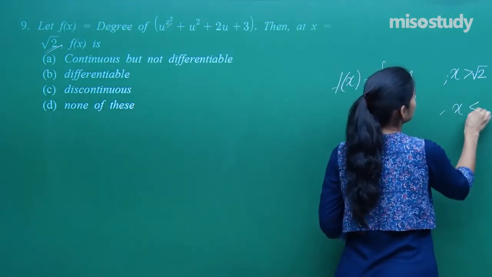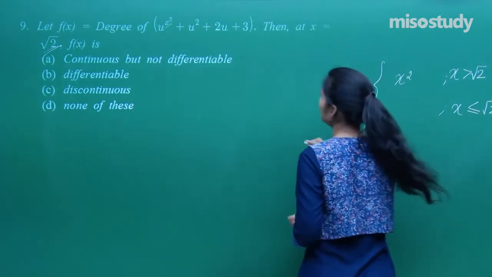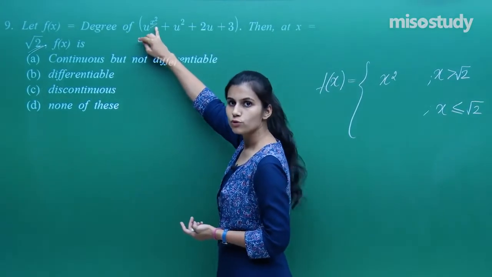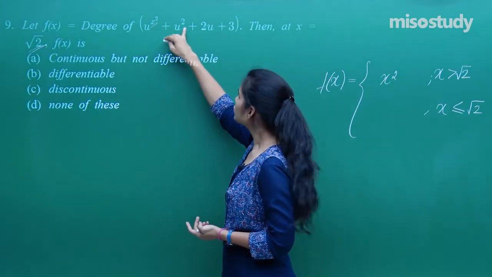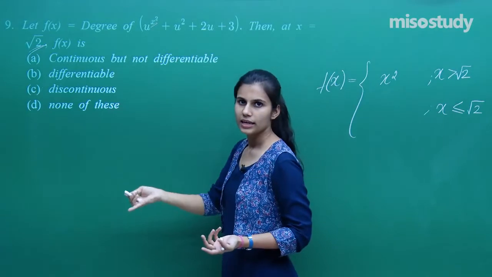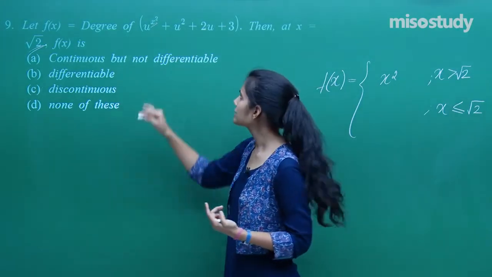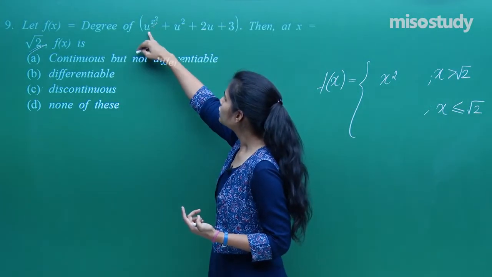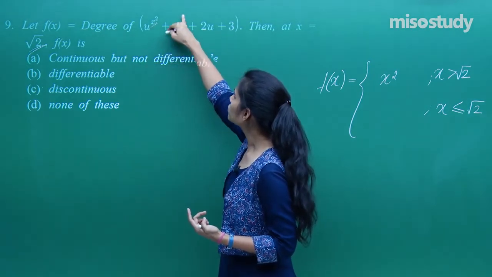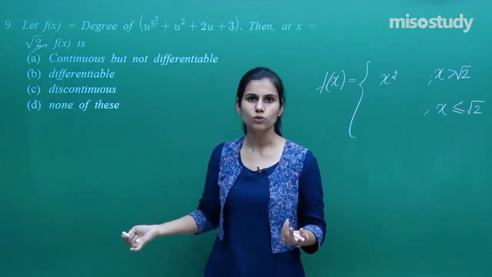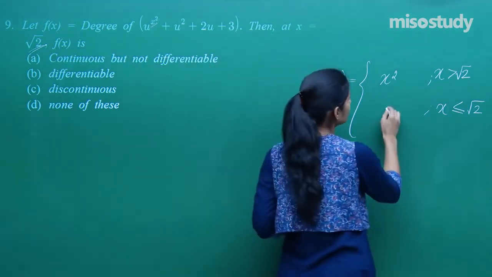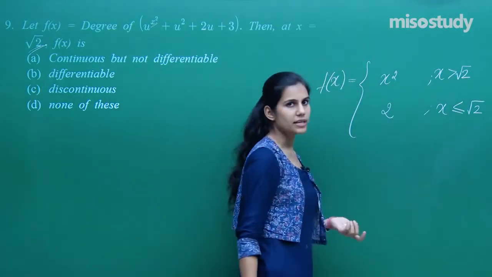And whenever x is less than or equal to root 2, suppose you take x equal to root 2, whole square is 2. Here also it is 2, degree is 2. In fact, anything less than root 2 also, suppose you take x equals 1, you get u to the power 1 plus u to the power 2. So now this is the largest, so degree is 2. So basically whenever x is less than or equal to root 2, I get 2 as f of x.